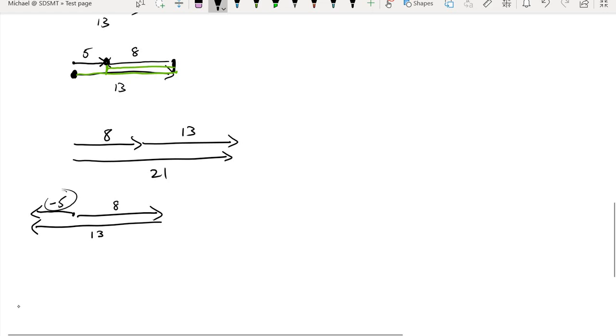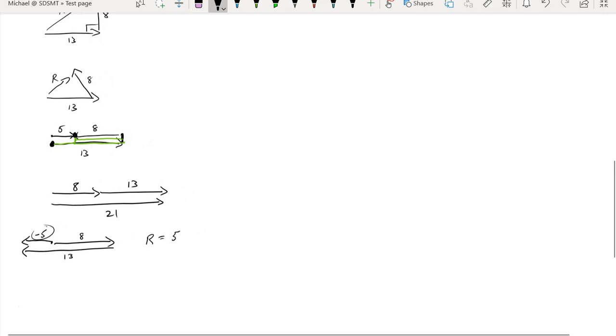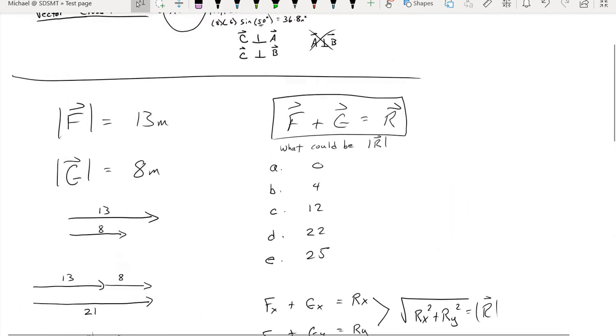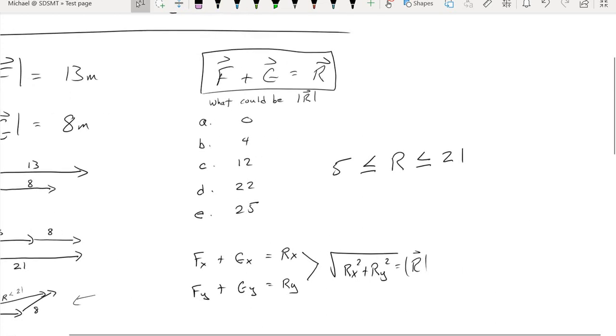But what's the magnitude? The magnitude of that resultant vector is still 5. And so whether we're adding 13 to negative 8 or 8 to negative 13, the resulting value is still a magnitude of 5. And so our resultant vector is going to have a range of values that exists between those two extremes.